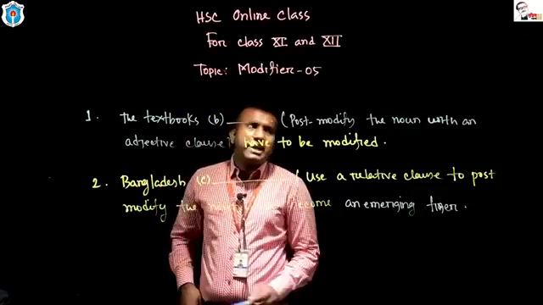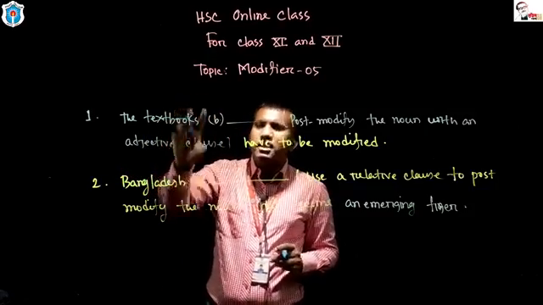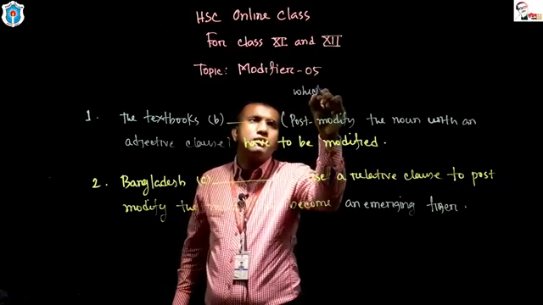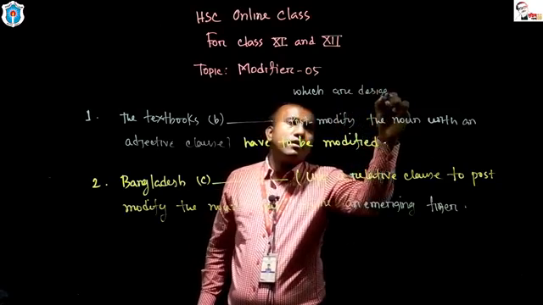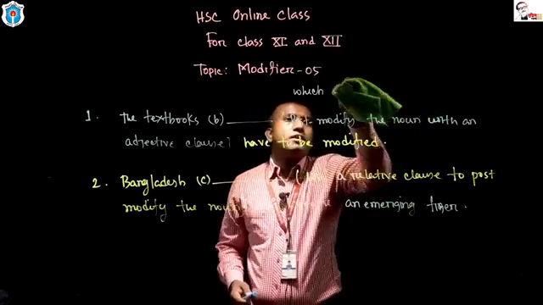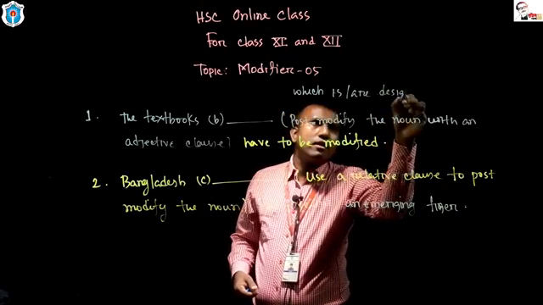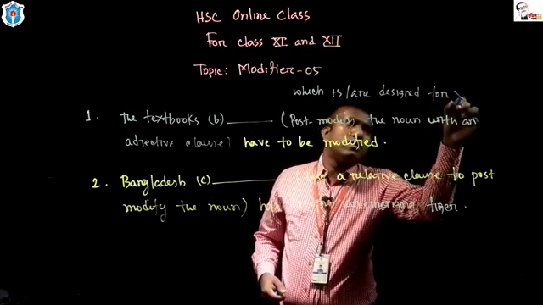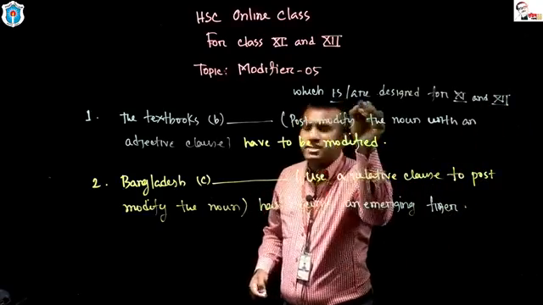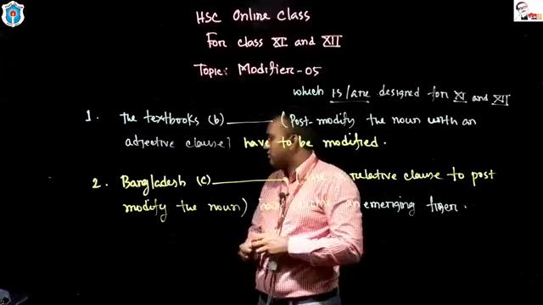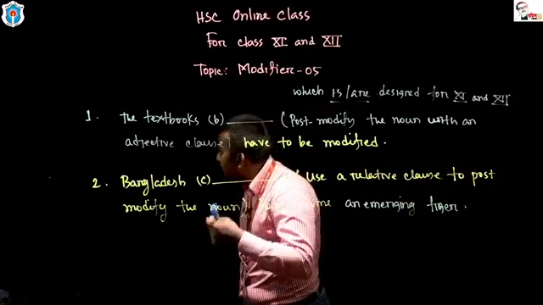The first answer, the textbooks. You have to take the answers according to textbooks. Textbooks is a plural subject. If you write which, look at please, which is or are designed for 11 and 12. Which is or which are? What should be the answer, my dear students? The textbooks which is designed for class 11 and 12, or which are designed for class 11 and 12.